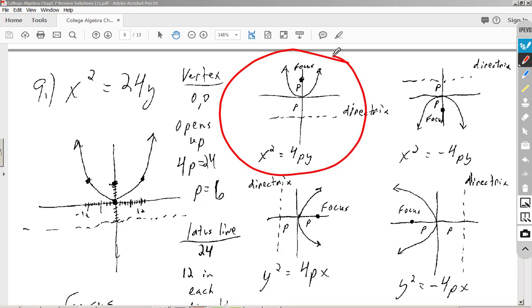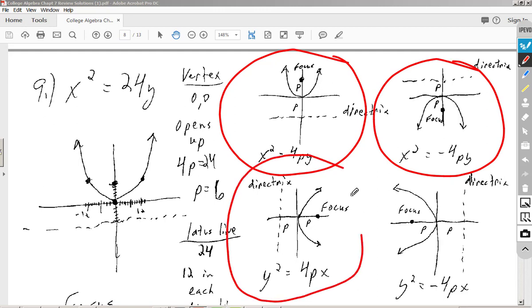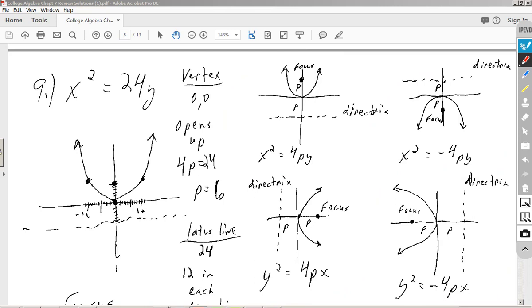So remember, an x squared parabola is going to open up, and that's going to equal 4py. X squared equals negative 4py opens downward. Your y squared parabola opens to the right. And then, of course, y squared equals negative is going to open to the left. And then remember that distance p, the distance from the focus to the vertex, and from the vertex to the directrix, that's going to be that number p.